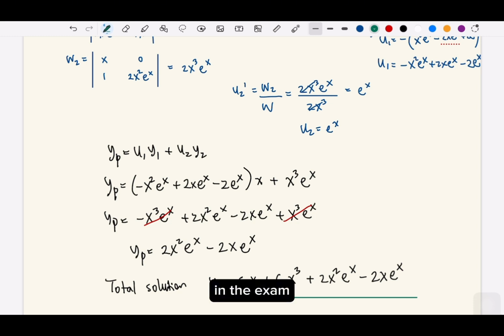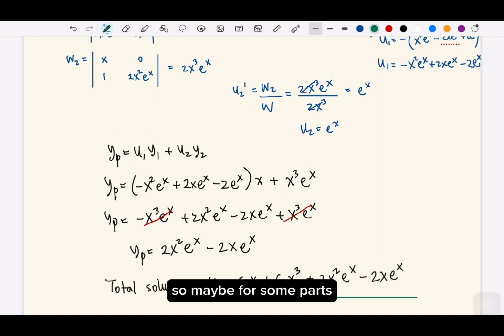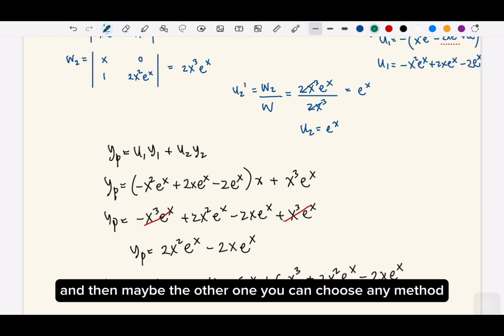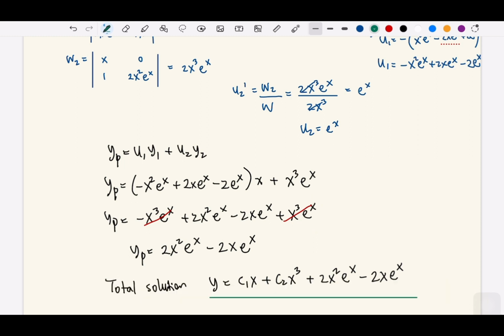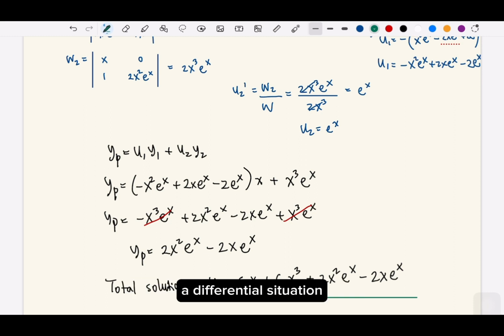In the exam, anything can happen, right? I mean, how to solve the problem. So maybe for some parts, I will guide you to which method you need to use first, and then this, and then maybe for the other one you can choose any method. I think this will be helpful if you still don't have any clue how to solve the differential equation.